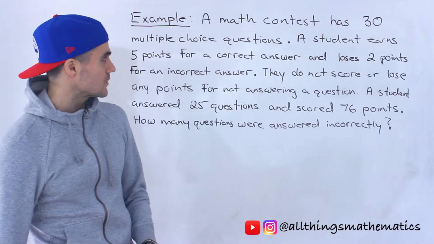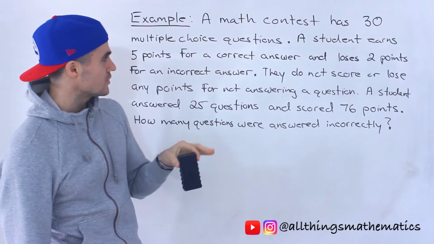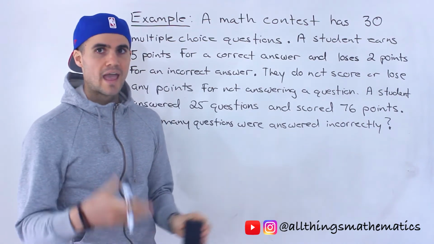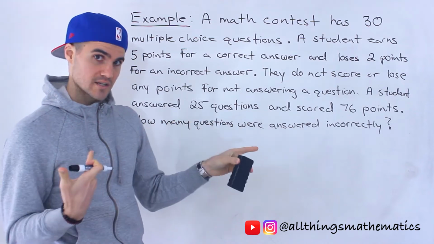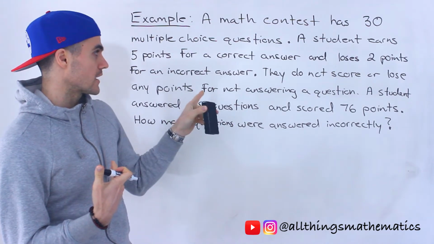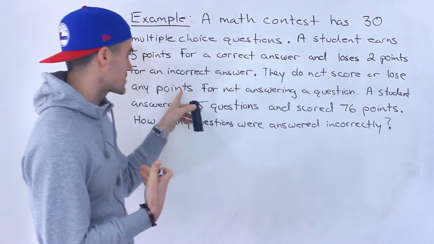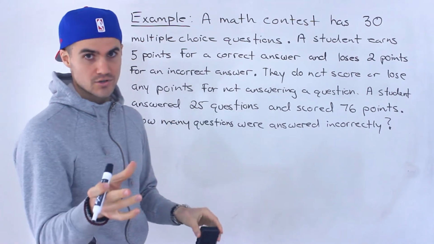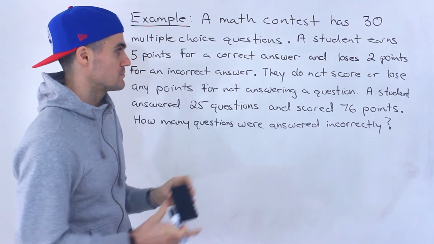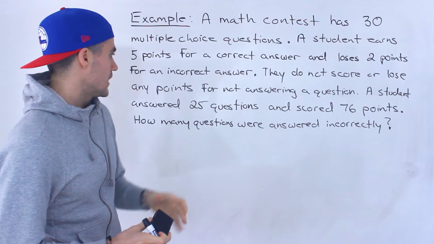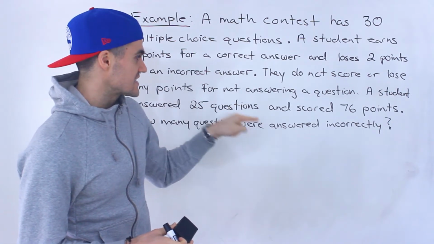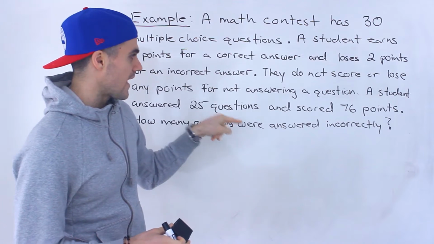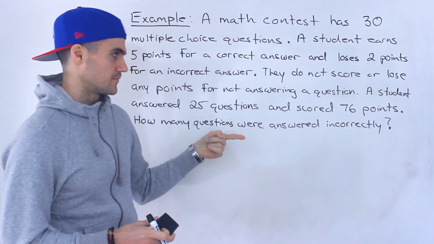Moving on to the next question. So a math contest has 30 multiple choice questions, and a student earns 5 points for a correct answer, but then loses 2 points for an incorrect answer. They do not score or lose any points for not answering a question. So you could leave a question blank and nothing would happen. A student answered 25 questions and scored 76 points. How many questions were answered incorrectly?